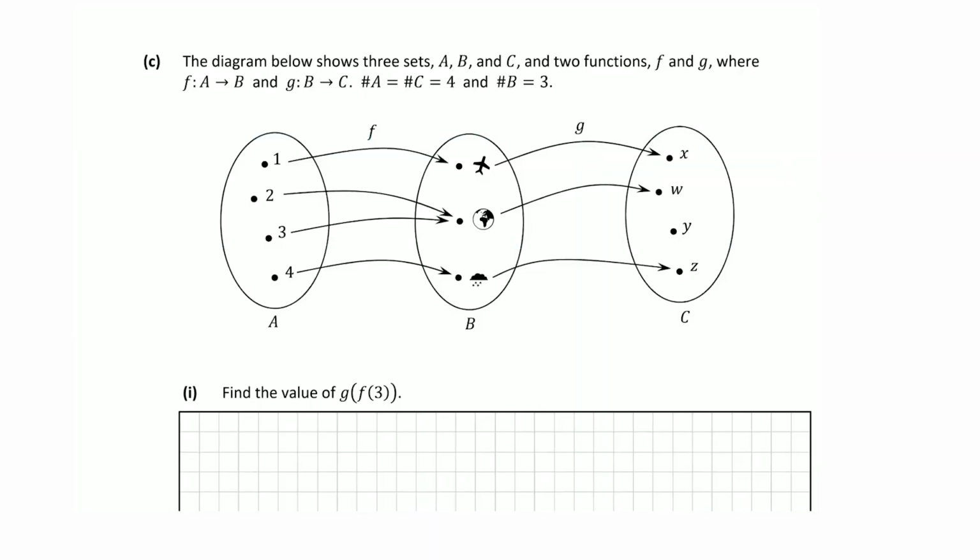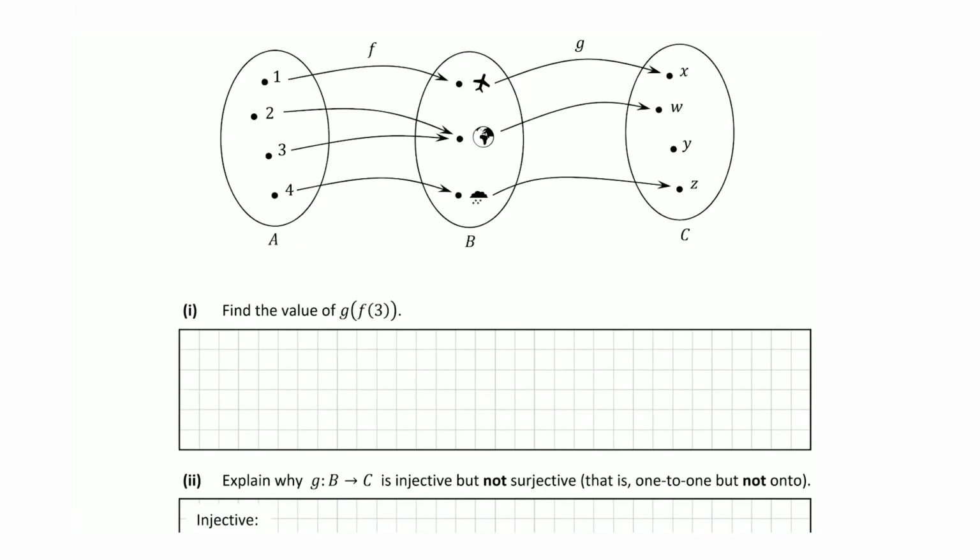Now in question C, we're told that the diagram below shows 3 sets, A, B, and C, and 2 functions, f and g, where f of A goes to B and B goes to C, okay? So we're asked to find the value of g of f of 3.